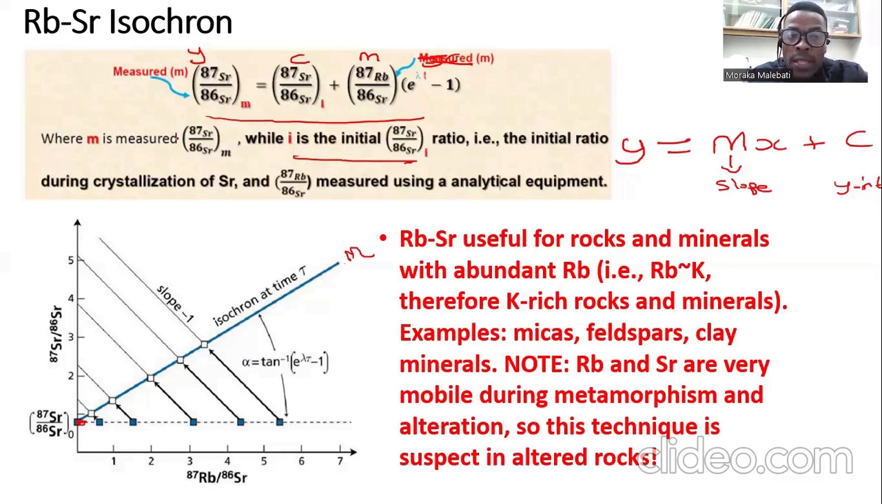This value is measured. We measure this using some analytical equipment. I want to bring this to your attention: as I've mentioned, this slope will always correspond to the age of the sample. But the y-intercept will represent the initial isotope ratios. It will always correspond to the initial isotopes.